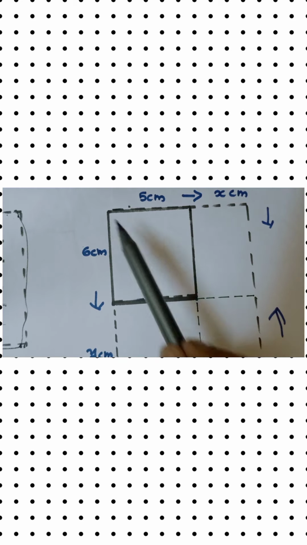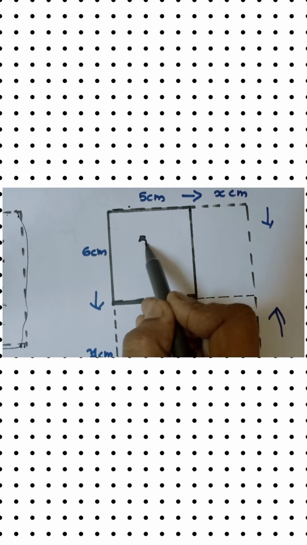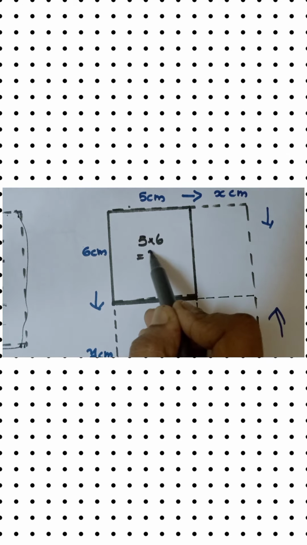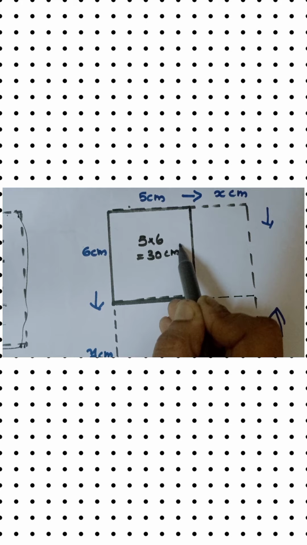The same way, how we can find the area of this figure? Here first I draw a rectangle of 5 cm breadth and 6 cm length. Then what is the area of this figure? That is 5 into 6 equal 30 cm square. Then I extended this side by x centimeter and this side by y centimeter.